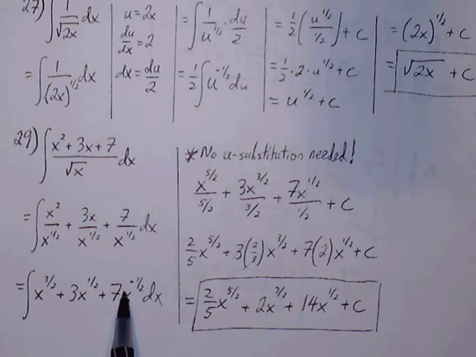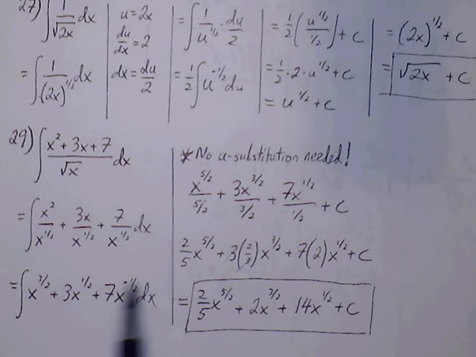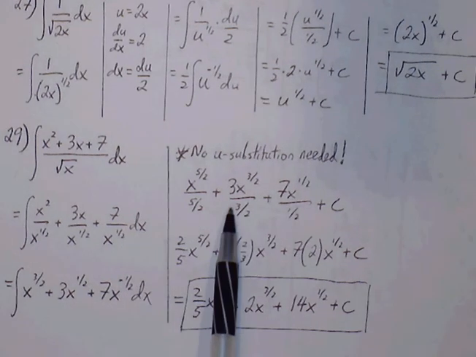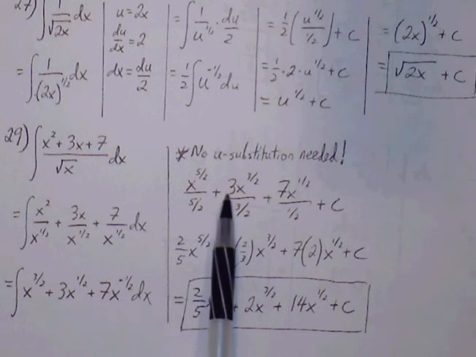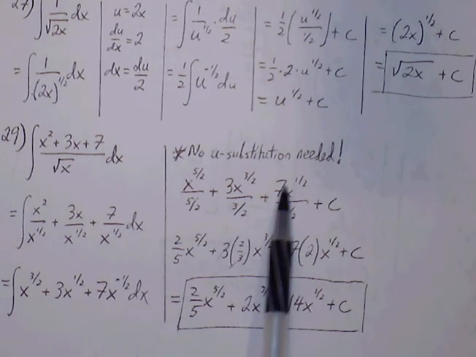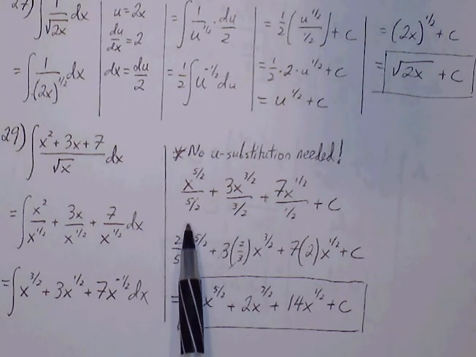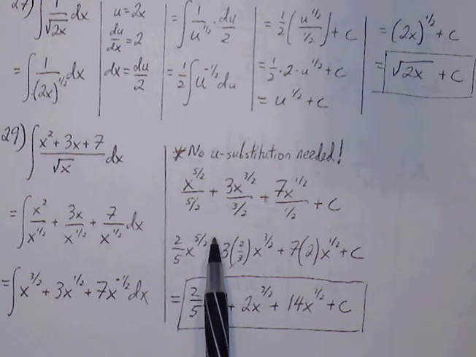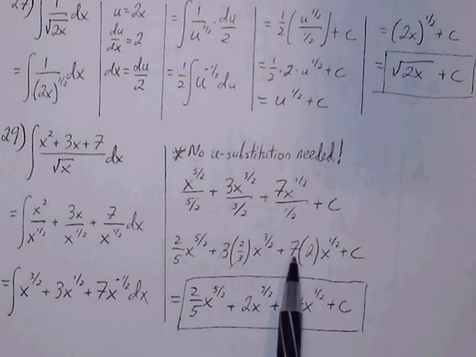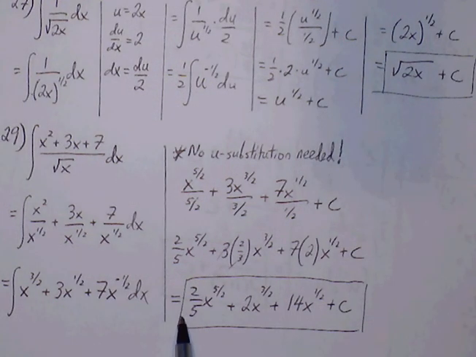So we go through the power rule, and we have x to the 5/2 over 5/2, 3x to the 3/2 over 3/2, 7x to the 1/2 over 1/2. Bring up all the denominators in order to resolve the complex fractions, and then combine terms, and we have our solution here.